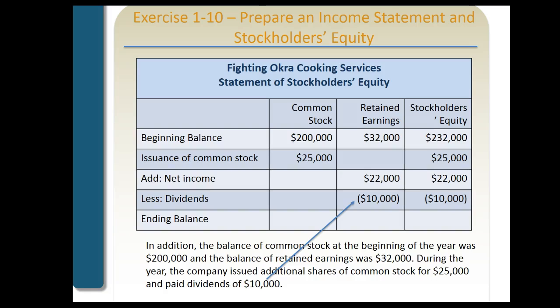Then the dividends that were paid out are $10,000. Now remember, we're going to subtract dividends because it's going to reduce the retained earnings section. Net income increases the retained earnings section, but dividends are going to decrease the retained earnings section. So we put in that $10,000 of dividends paid. Therefore, we end up with an ending balance of, just bringing down the figures, the common stock now has $225,000. Our retained earnings section contains $44,000. And stockholders' equity is a combination of the common stock and the retained earnings. We end the period with $269,000.